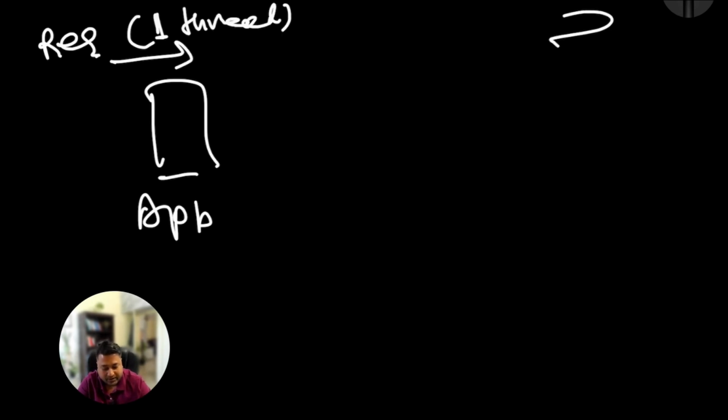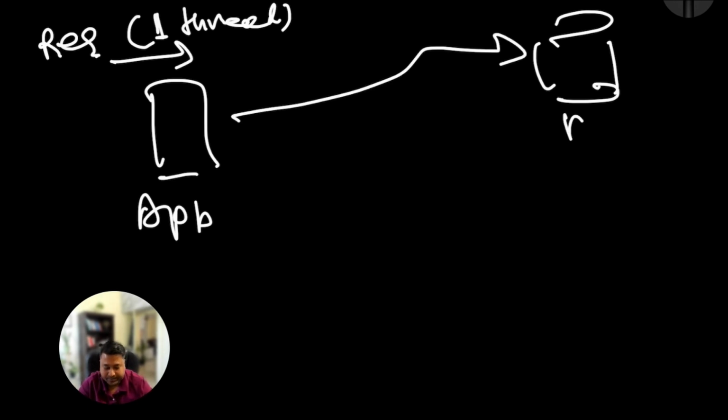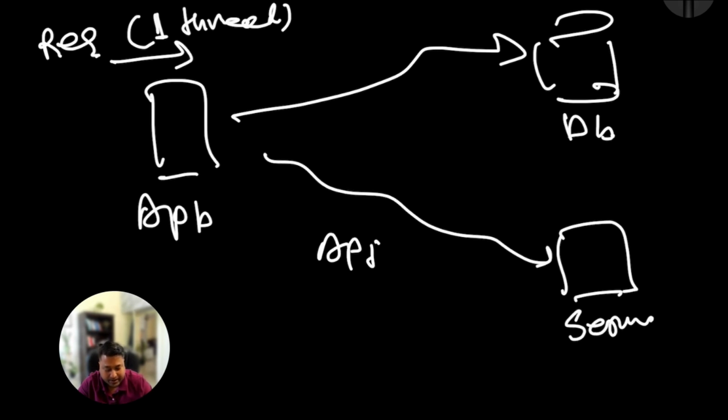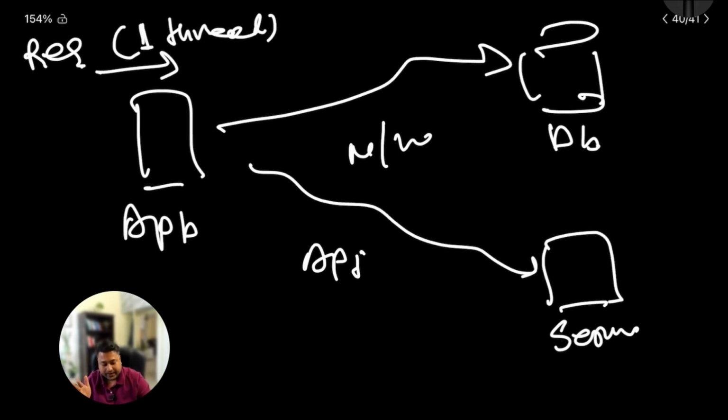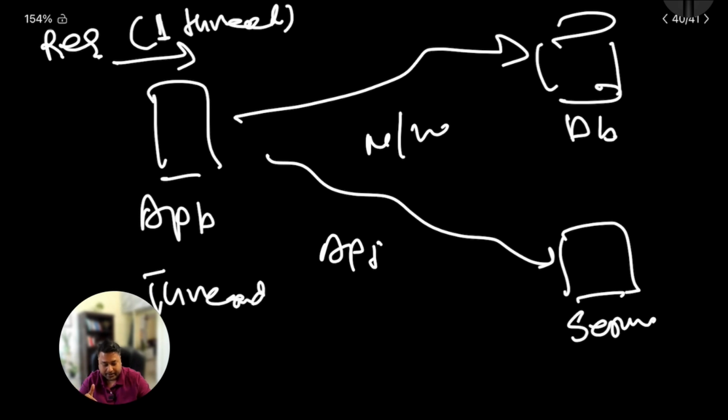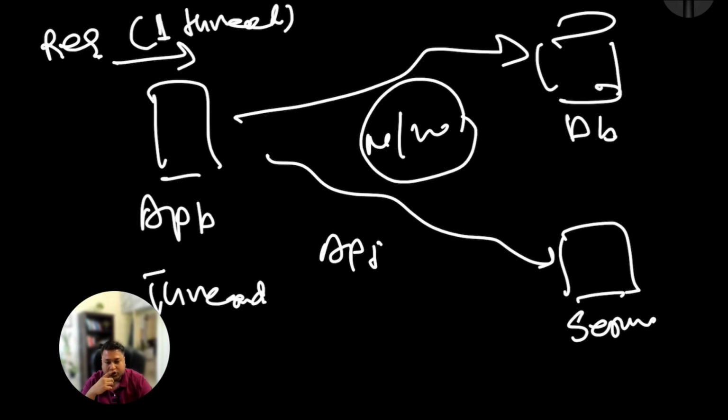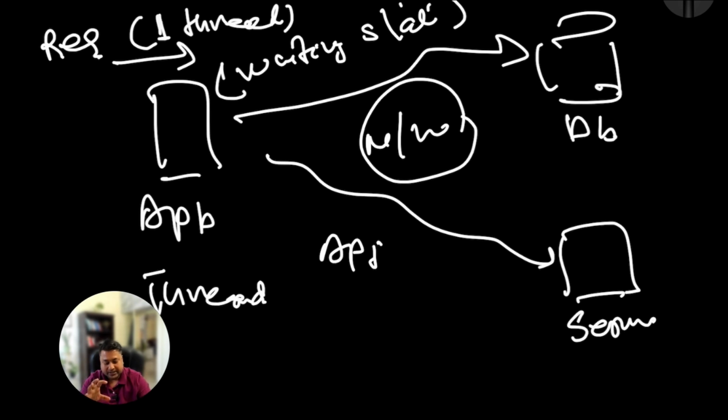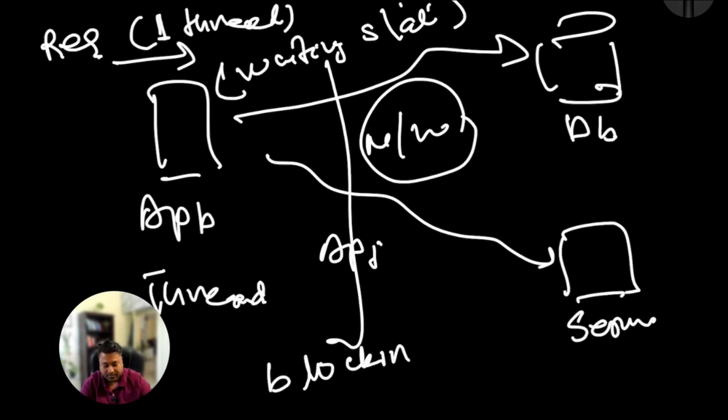Now maybe as part of the request, that thread talks to your database, or let's say you have some other service here and you may be calling an API. These are all nothing but network calls. So your thread here will be blocking. Let's say your thread has made a network call to your database. Till the time the response comes back from your database, your thread will be in the waiting state. That's a blocking operation.